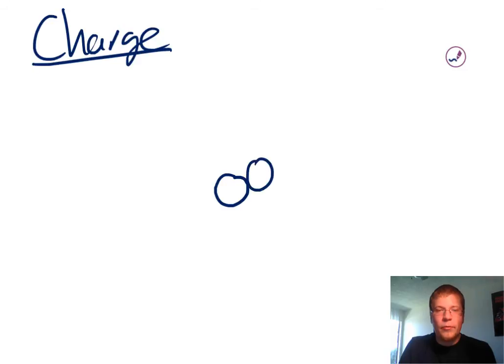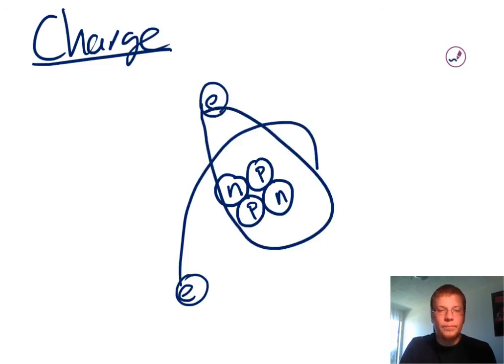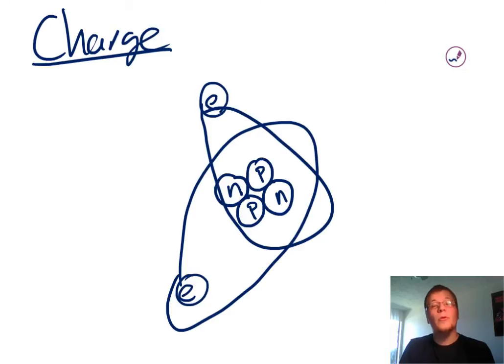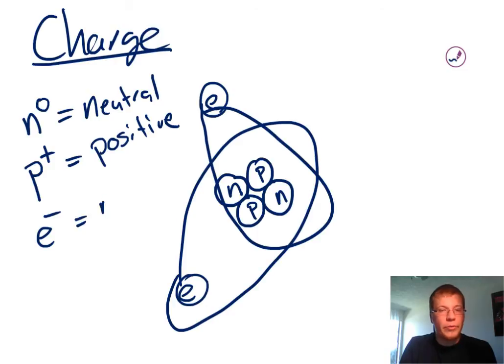Let's say we have a helium atom. Our helium atom has neutrons and protons, and it has little electrons that float around and do their happy electron thing while they circle around the nucleus, which contains protons. In our nucleus, we have two things. The first is a neutron, which has zero charge. So it's neutral. Neutron, neutral. It should be fairly self-explanatory. Proton, pro, positive. Protons are positively charged. And our electrons are negatively charged.